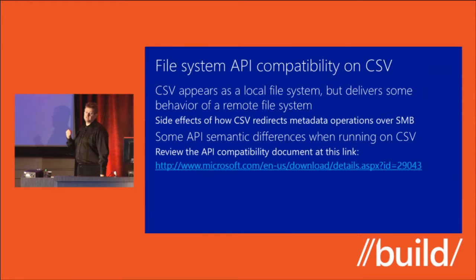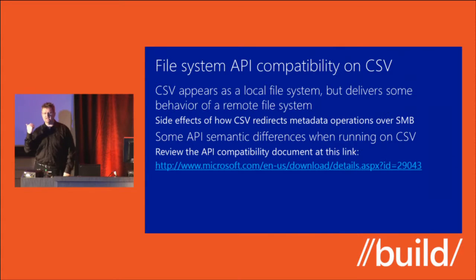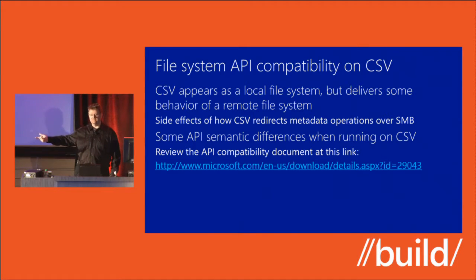So here's what I was talking about. CSV appears as a local file system, but actually we deliver some behavior of a remote file system. We've published an API compatibility guide, and this guide breaks down NTFS, ReFS, and CSVFS. It's a big long list of all the file system APIs. So the goal is, if you want to support CSVFS, you can go look at the API compat guide. You can say, what are the different file system APIs I call? You can look at the guide and figure out what the semantic differences are between running on top of NTFS or ReFS or CSVFS.